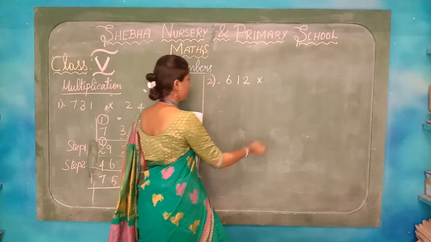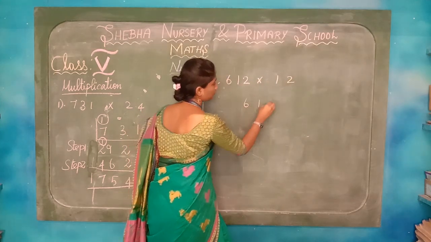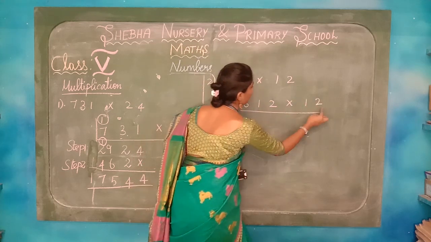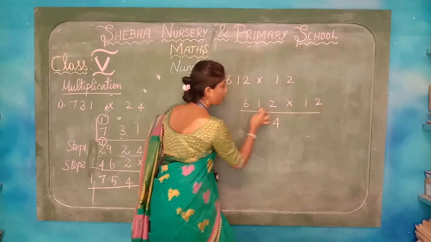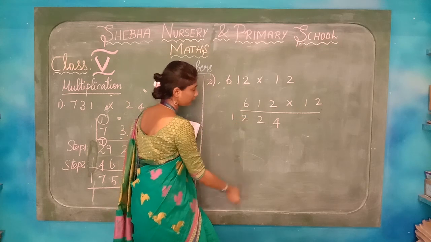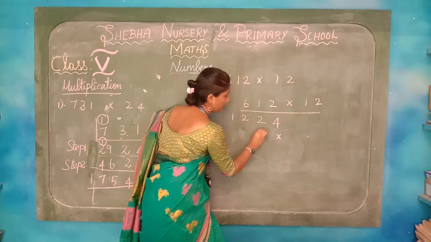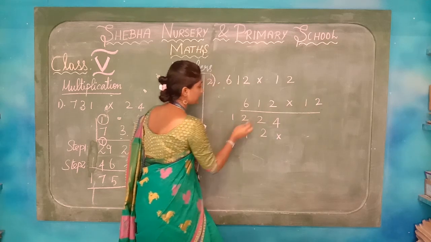612 into 12. Same, you have to start with the ones place. 2 2s are 4, 2 1s are 2, 2 6s are 12. And then you have to put the multiplication symbol. 1 2s are 2, 1 1s are 1, 1 6 is 6.